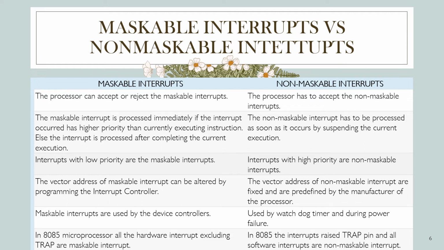Interrupts with lower priority are the maskable interrupts. Interrupts with higher priority are non-maskable interrupts. The vector address of maskable interrupts can be altered by programming the interrupt controller. The vector address of non-maskable interrupts is fixed and predefined by the manufacturer of the processor. Maskable interrupts are used by the device controller. Non-maskable interrupts are used by the watchdog timer and during power failures.